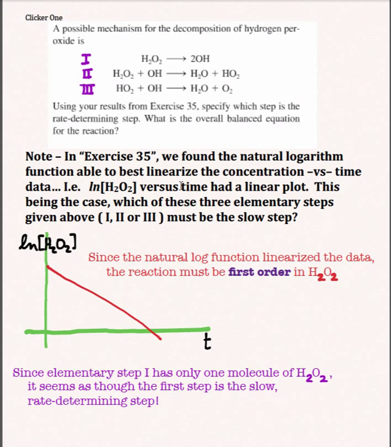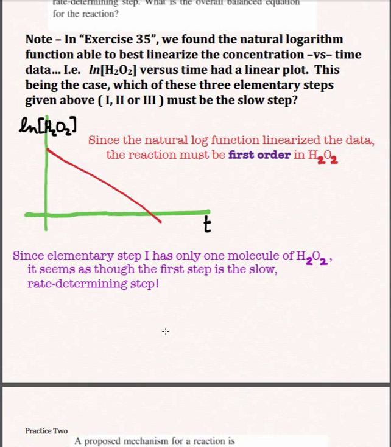Oh, I should really add these up and see what cancels. H2O2 as a reactant, another H2O2, OH. Oh, here I have two OHs. That's going to cancel with these two OHs. And I have an HO2 that's going to cancel with the HO2 over here. Two waters over here and an oxygen. I think that's going to be my overall equation. I'm going to write that down in a second. But in any case, if I have one reactant, H2O2, and the natural logarithm linearizes the concentration versus time data, think back a little ways, you're pretty sure it's first order in H2O2.